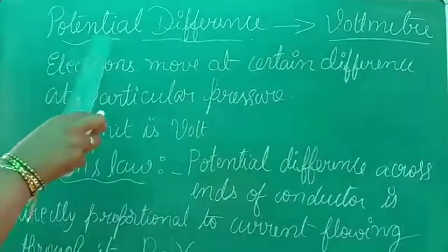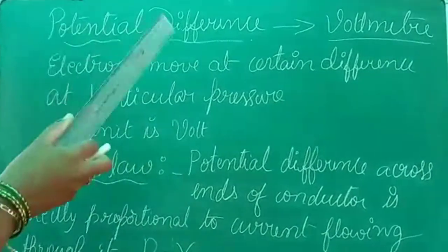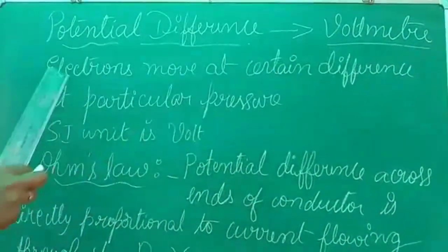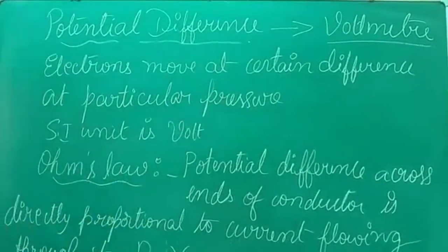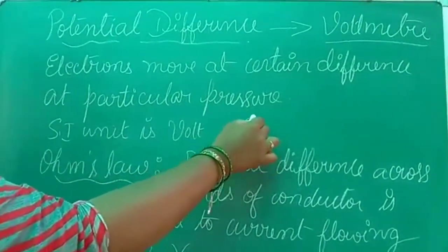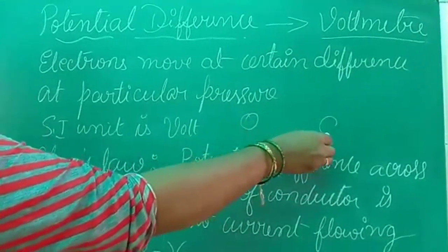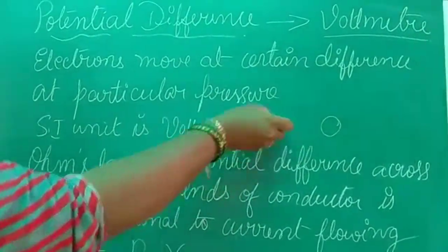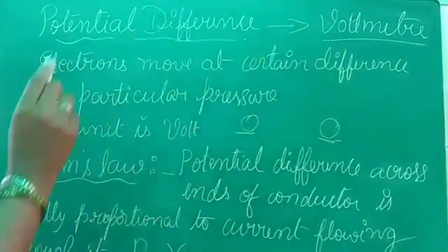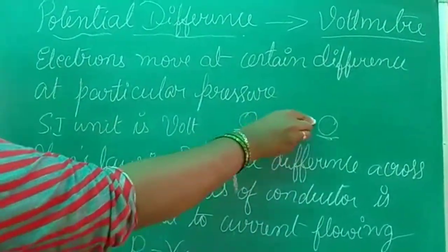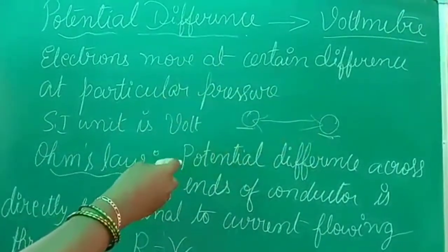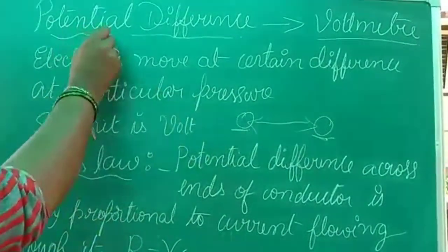Move on to potential difference. Okay, so potential difference means electrons move at certain difference at particular pressure. Electrons keep on moving. Suppose this is electron A and this is electron B. This electron will keep on moving, and this one also will keep on moving, but there is some distance present in between those 2 electrons, right? So that is a difference of potential.